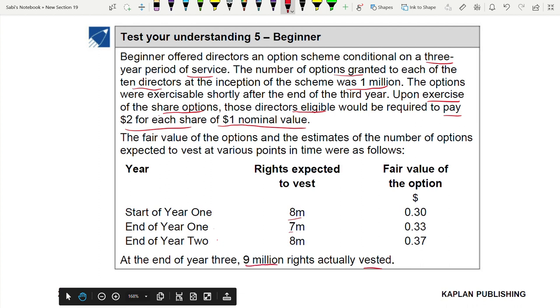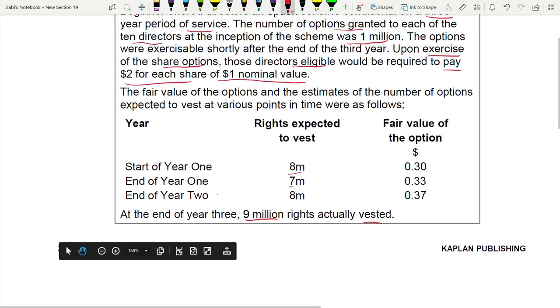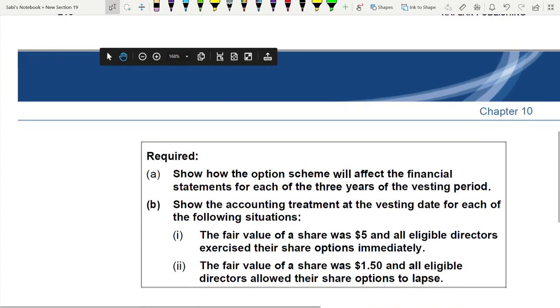That has been actually vested. Fair value of the option has been given. Okay. Now, show how the option scheme will affect the financial statement for each of the 3 years. You will be able to show that means the equity and the expense for the 3 years. That you'll be able to do perfectly.